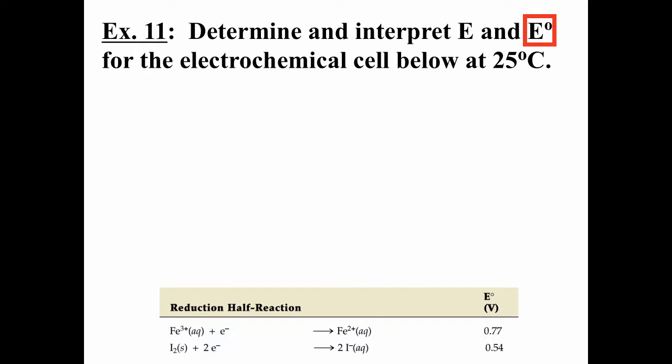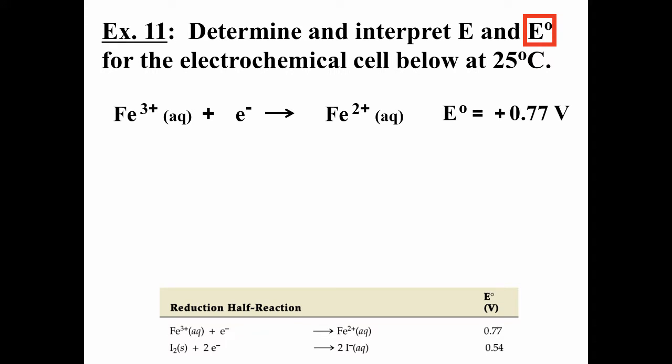So let's do the calculation for E naught. We write the reduction half reaction, which occurs as written. 0.77 volts is the potential for that half reaction. The iodine-iodide reaction gets reversed because it's lower in reduction potential, so it's going to be oxidized. Oxidation is the opposite of reduction; it's losing electrons rather than gaining. And the half cell potential for that half reaction is negative 0.54 volts rather than positive 0.54 volts.